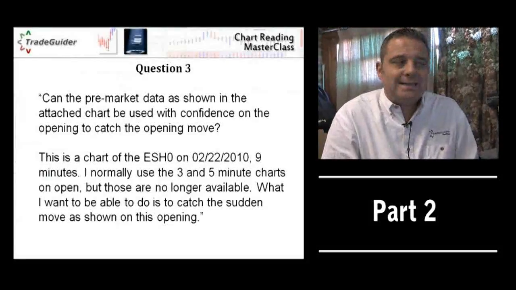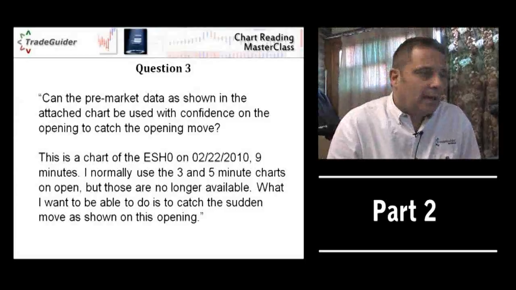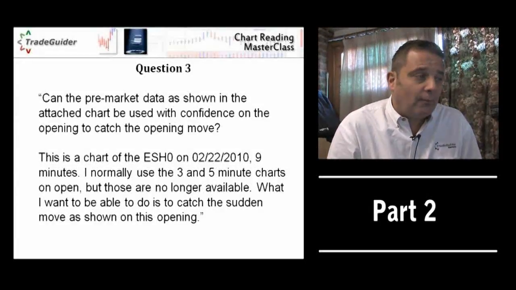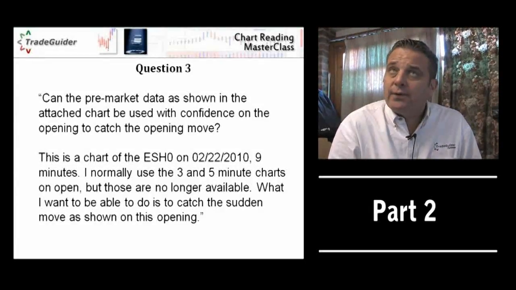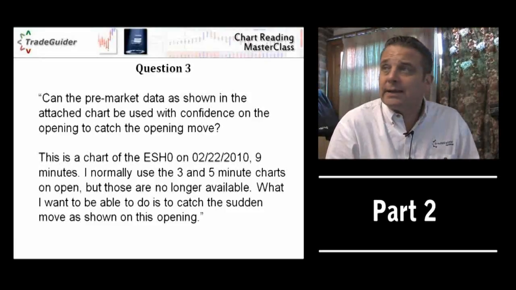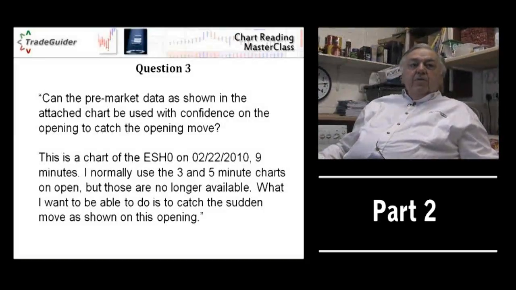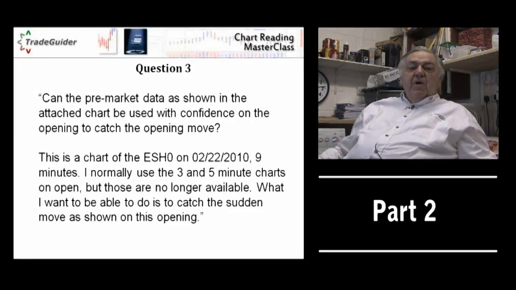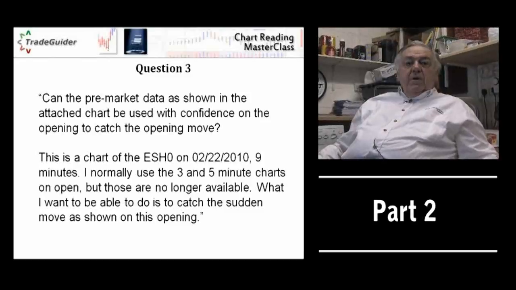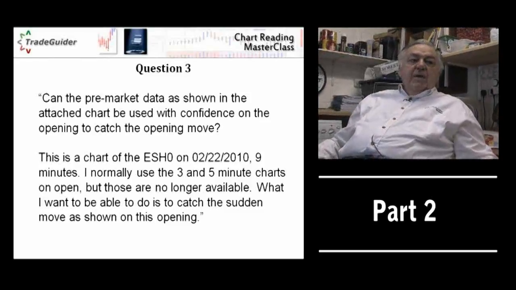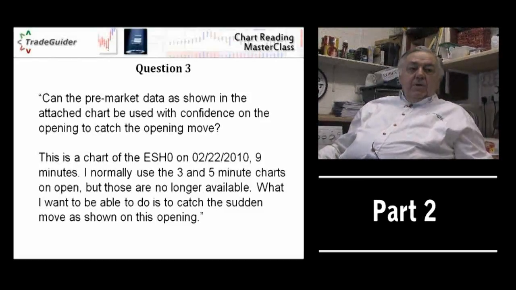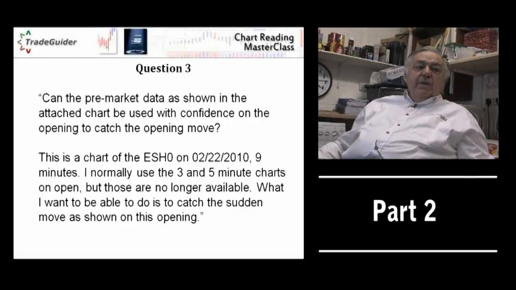Can the pre-market data, i.e. the Globex, be used with confidence to catch an opening move on the futures contracts like the S&P, for instance? Very often you can. When I do the seminar Fridays, I always like to see the opening of the S&P 500 on a 5-minute chart or something.